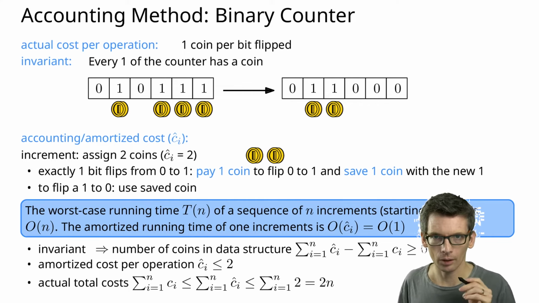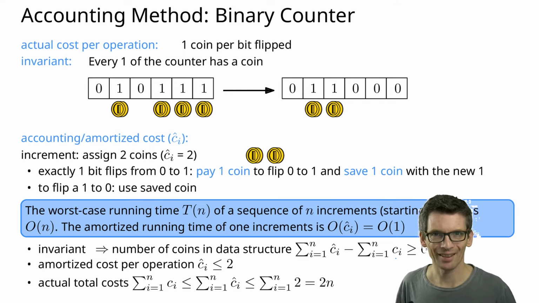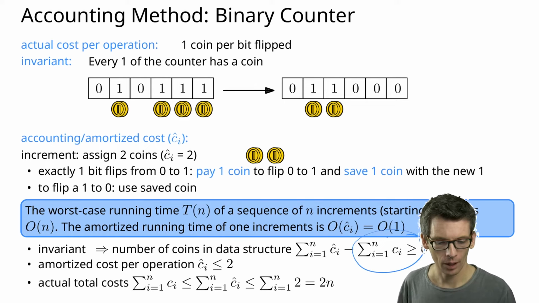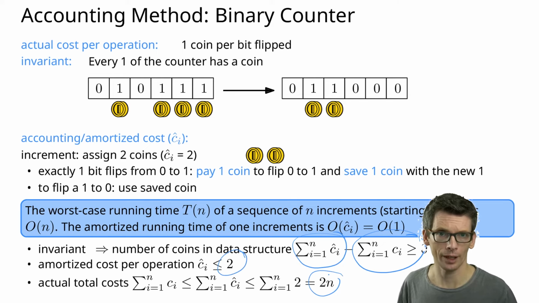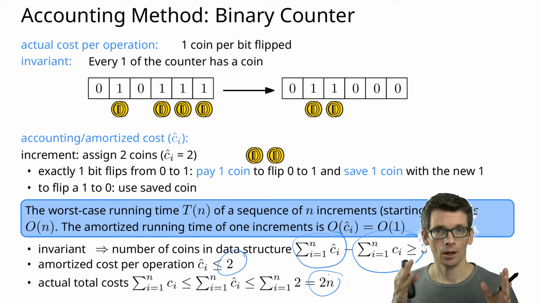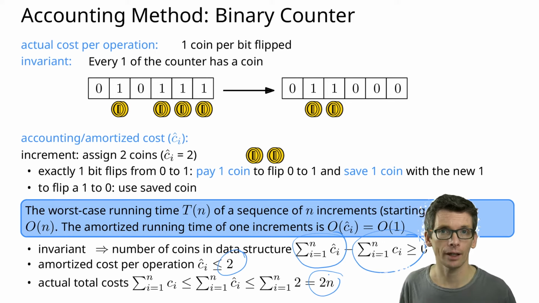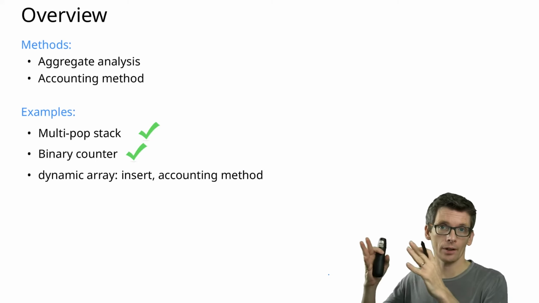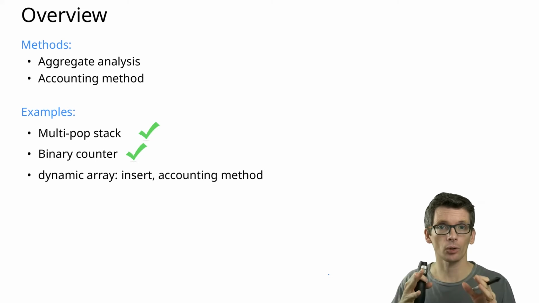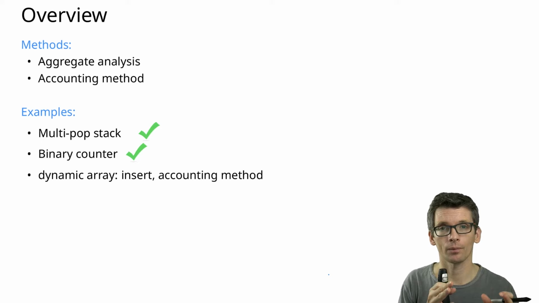Per operation, the amortized costs are bounded by 2. Actually, we have a 2 for each operation. And then the actual costs are bounded by the amortized costs. We plug in the 2, we get a bound of 2n. And this was the analysis of a binary counter, once using the aggregate analysis and once using the accounting method.